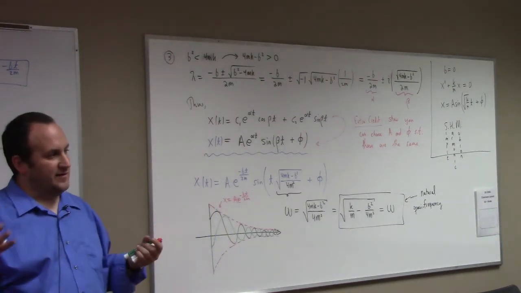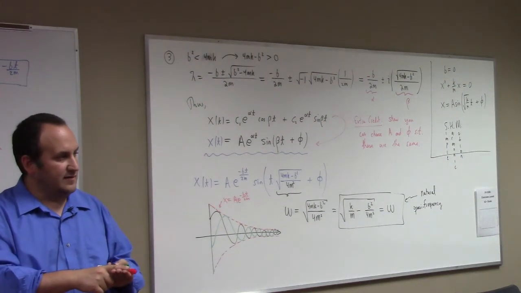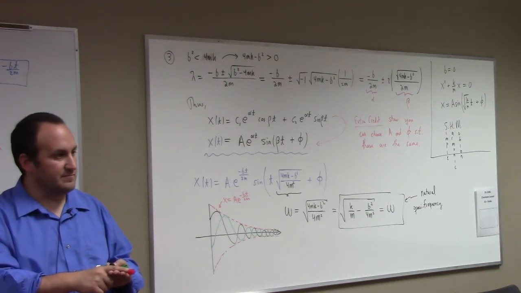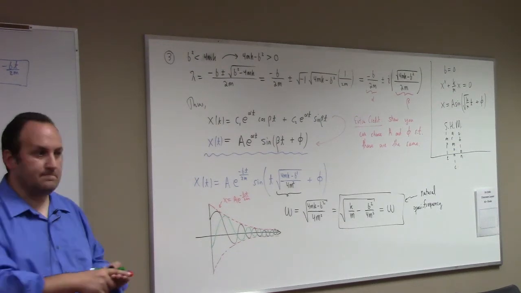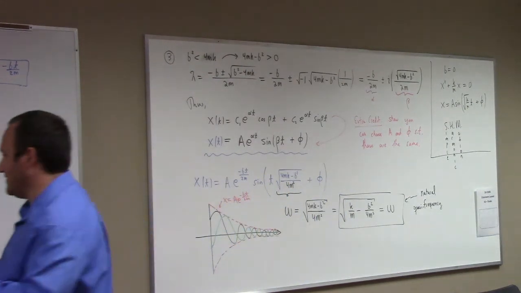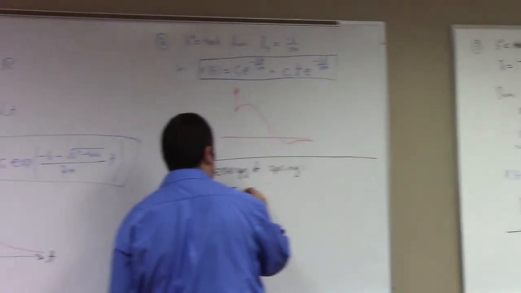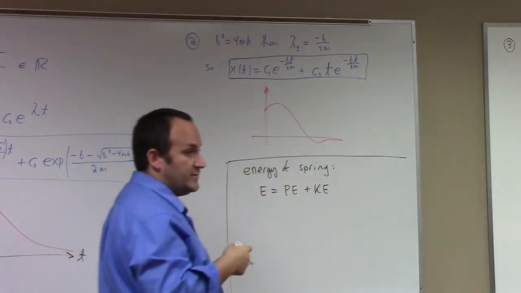Popular test question: here's a mass, here's a k, here's a b. Determine if the motion of the spring is critically, weakly, or overdamped. Find the energy of the spring. What would the energy of the spring be? Now I'm going back to the physics we already talked about. What's the energy of the spring? Remember we worked this out? The energy is equal to the potential energy plus the kinetic energy, the mechanical system. So what's the potential energy here?